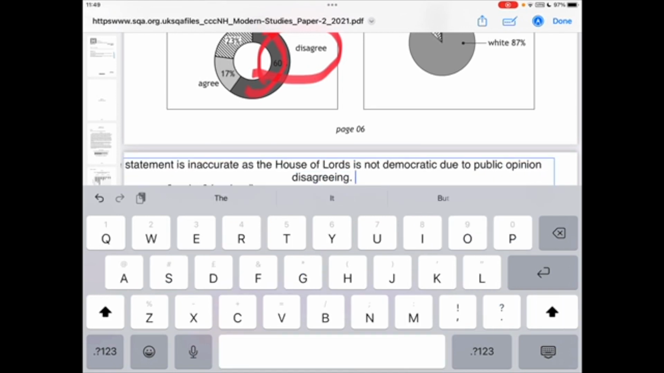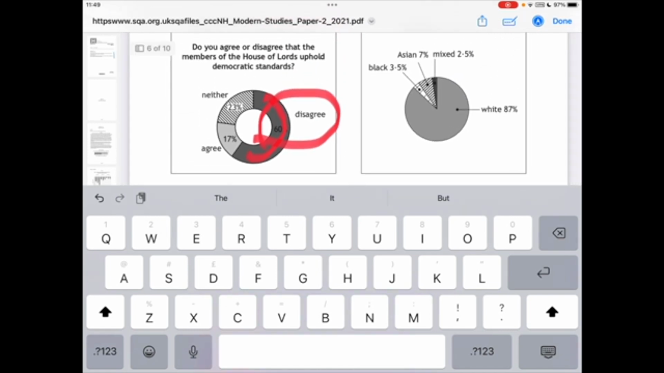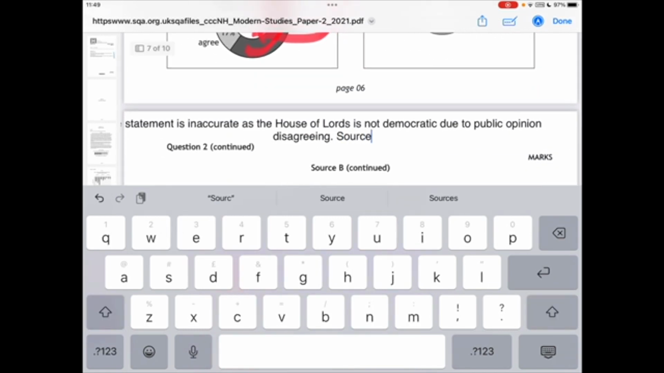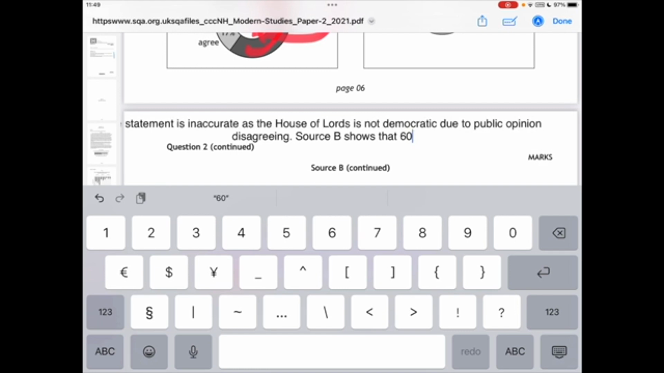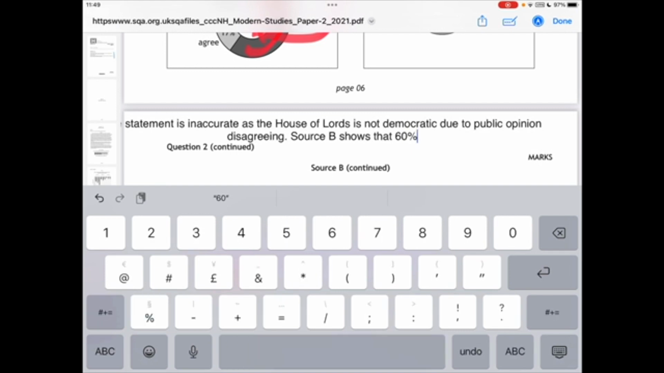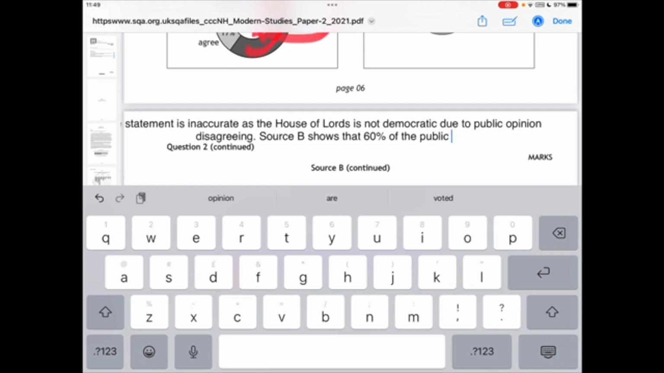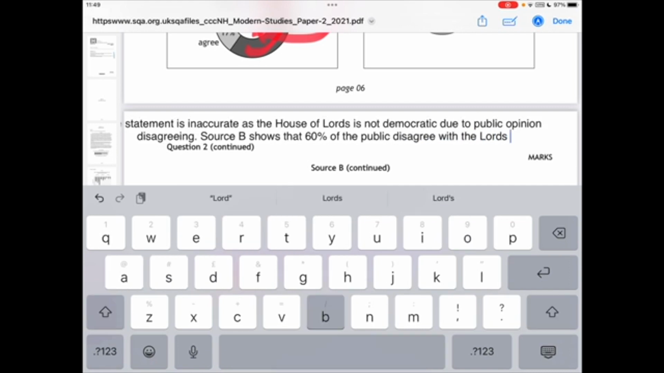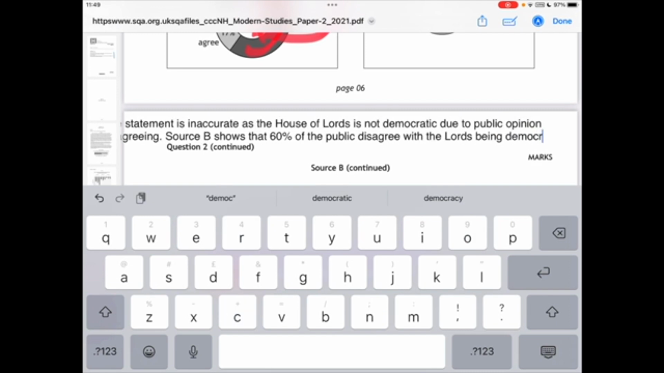We'll just use the most basic stat we've got. So if you look there, source B shows that 60% of the public disagree with the Lords being democratic.